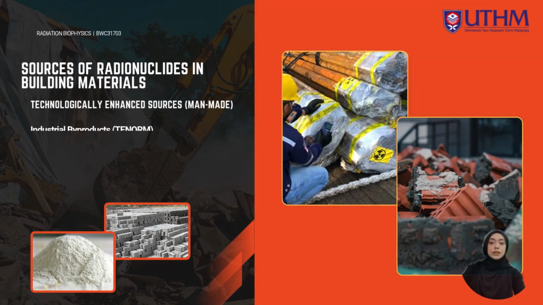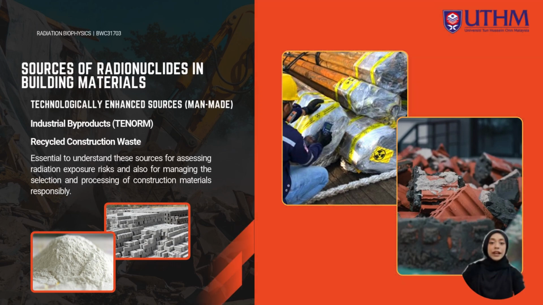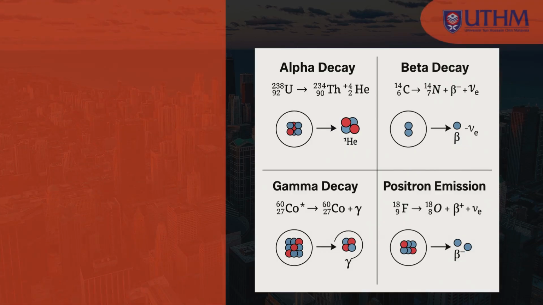Some materials use industrial byproducts like fly ash or phosphogypsum, which can contain concentrated radionuclides. These are called TENORM, and while they support recycling, they can raise radiation levels if not tested properly. Recycled construction waste from old or contaminated buildings may also carry radionuclides. Without proper screening, we could unknowingly reuse radioactive materials in new buildings.